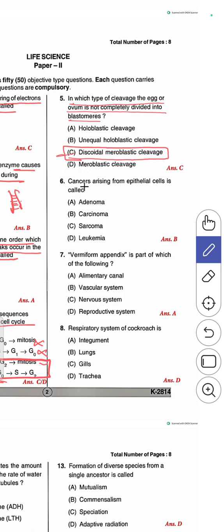Then sixth one: cancers arising from epithelial cells are called as, that is carcinoma. So carcinoma, where you will come across the cancers of the epithelial cells. So B is the right answer. Then seventh: vermiform appendix is a part of which of the following? Vermiform appendix is one of the vestigial organs and it is present in the alimentary canal. So A is the right answer.